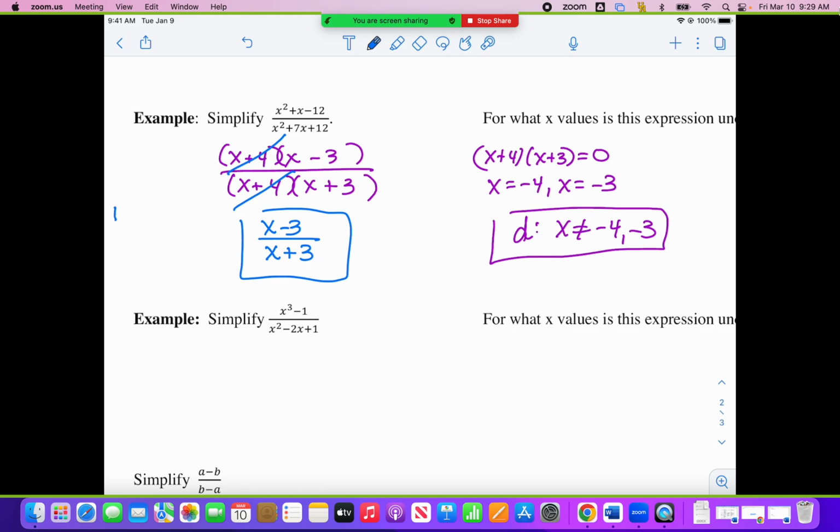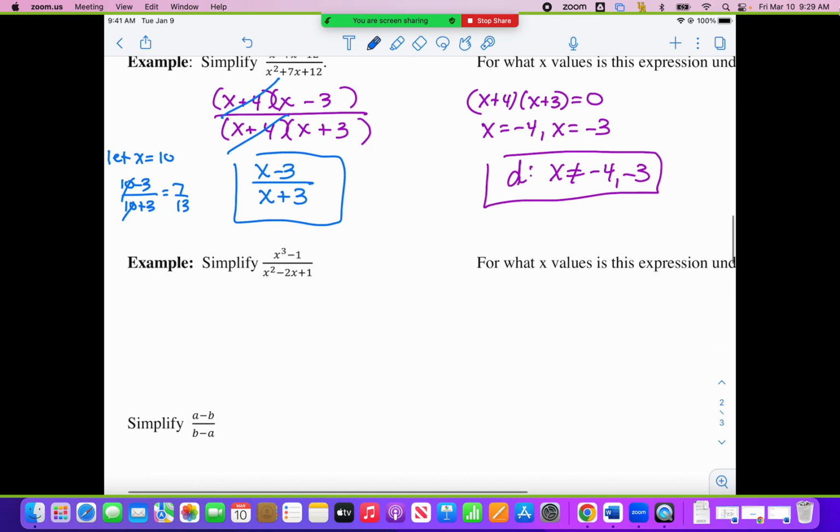Let's say I let x be 10. 10 minus 3 over 10 plus 3, do you see that's not negative 1? That is not true. It's like if we put letters in, we think we can do things that you really can't do. Try it with a number when you're not 100% sure, and that will usually help.